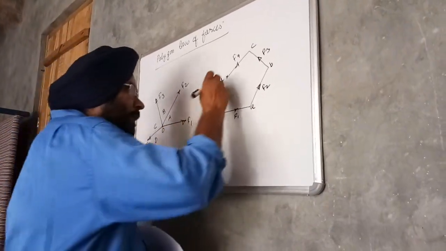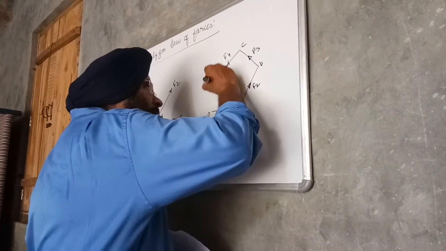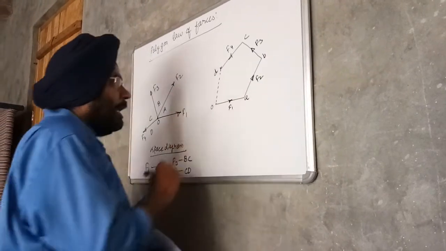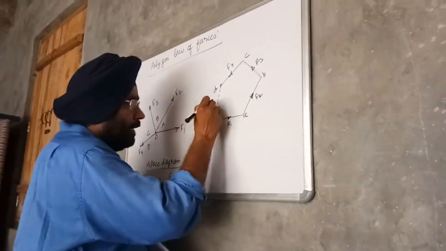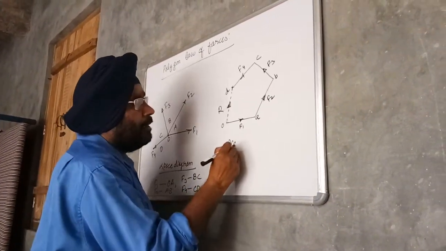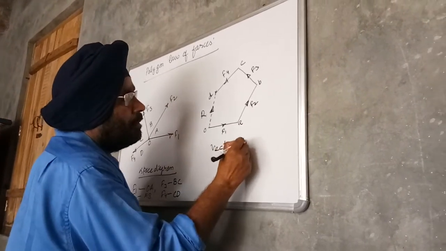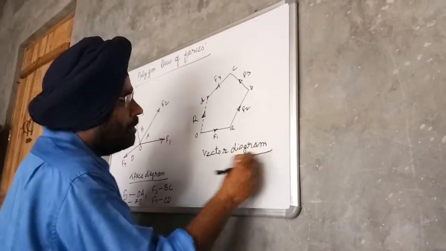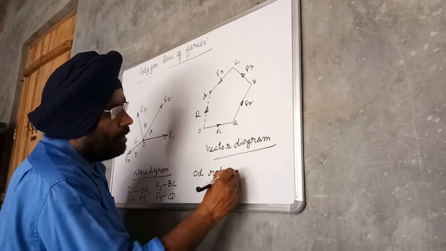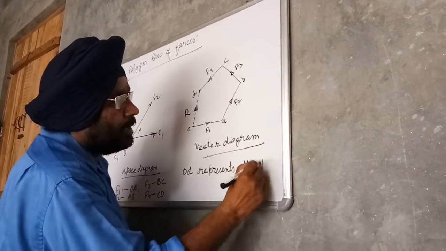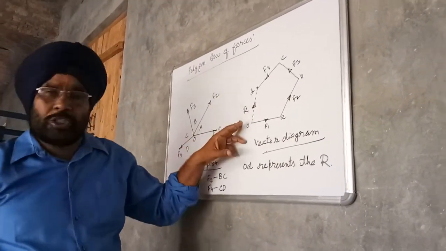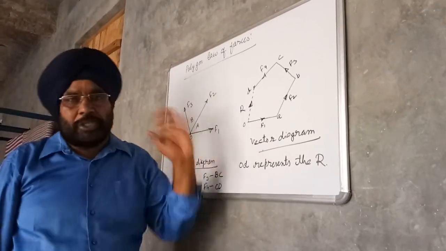Then the closing side is line OD. This is the closing side of the polygon. Line OD gives the resultant force. So this is the vector diagram. OD represents the resultant force in magnitude and direction. That is, the length of the line gives the magnitude of the force, and the direction of the resultant force is from O to D. Thank you.